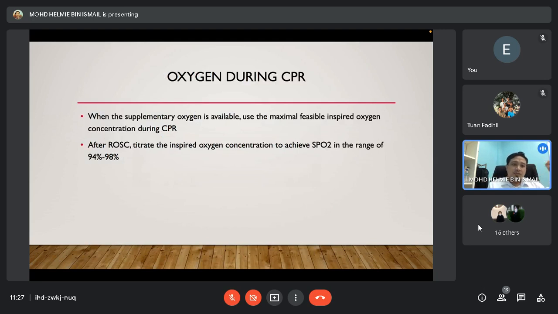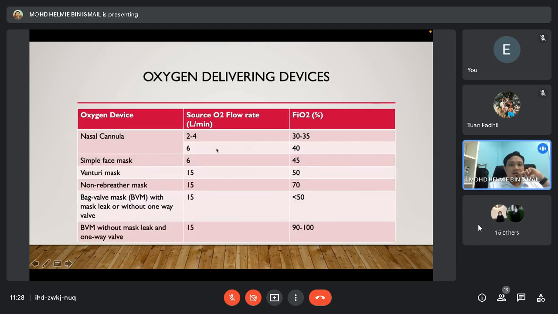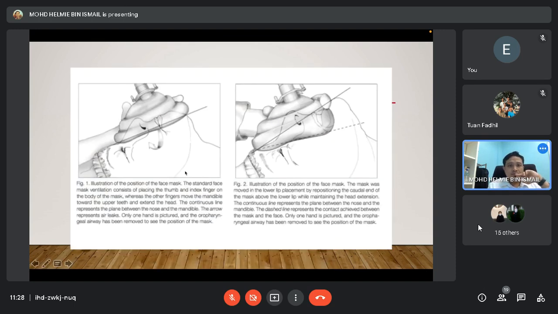Alright, oxygen during CPR: you need to give a high concentration of oxygen during CPR. Okay, we have the oxygen delivery devices. If the patient is still conscious and can still protect the airway, you have a nasal cannula, face mask, venturi mask, and high flow mask oxygen. And this one I will talk about later after Dr. Nazrul's lecture. And this one also the same, after this.